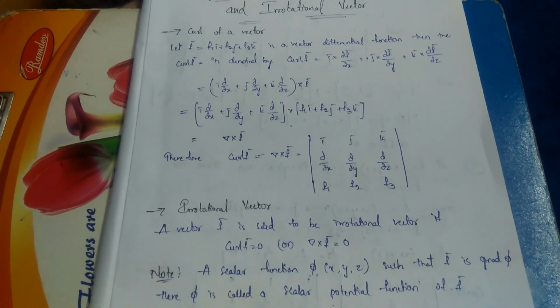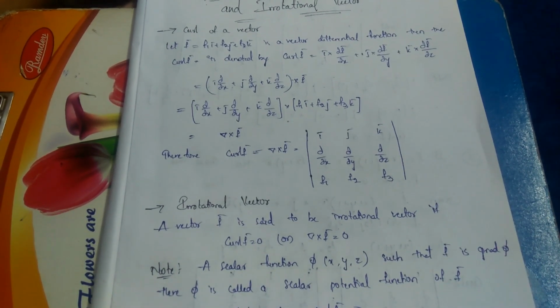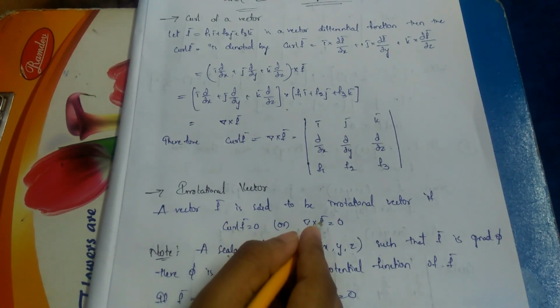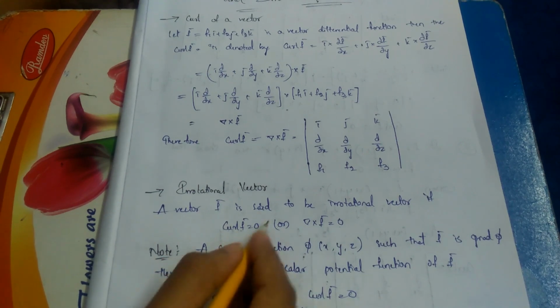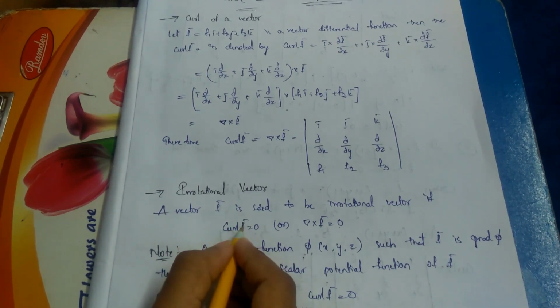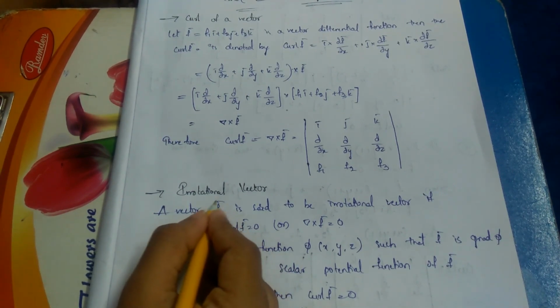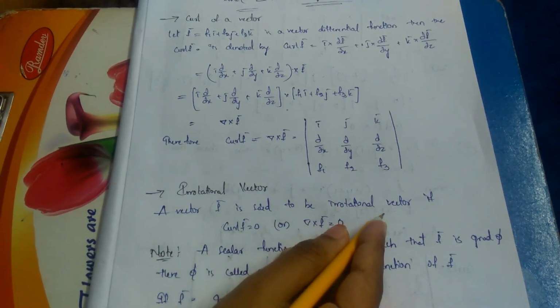And let's see what is an irrotational vector. A vector f bar is said to be irrotational vector if curl f bar is equals to 0 or del cross f bar is equals to 0. So when the curl of a vector f bar is 0, then we say that the f bar vector is irrotational vector.